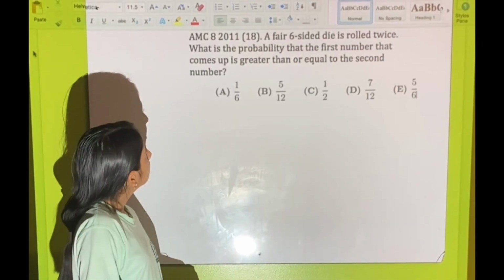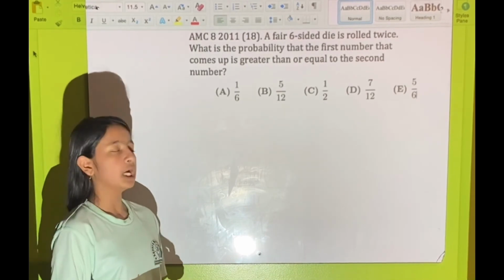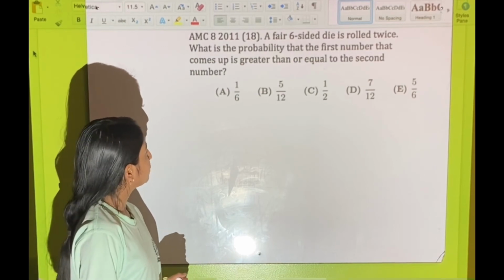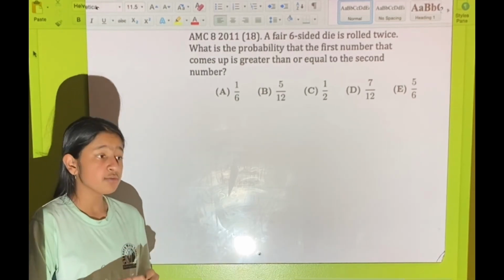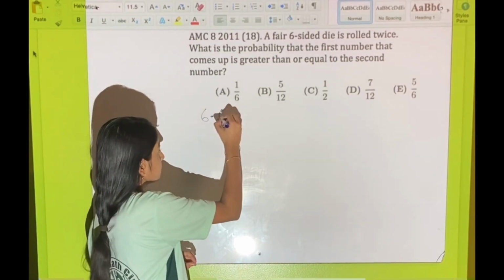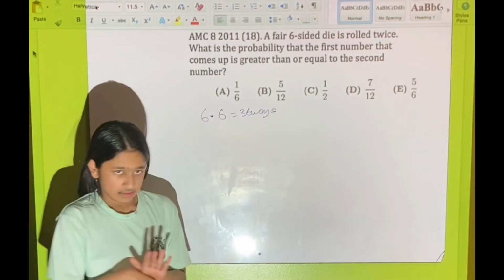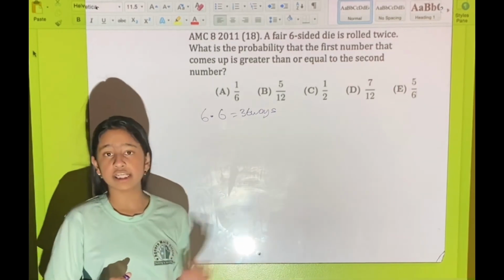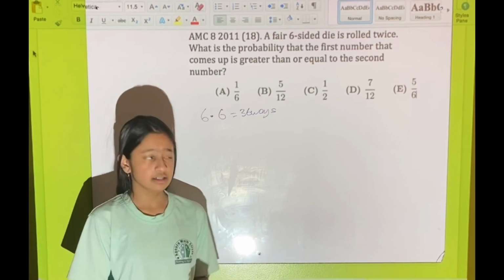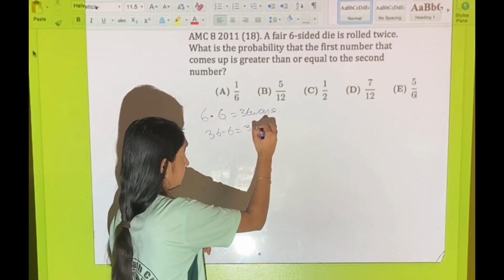Okay. A fair 6-sided die is rolled twice. What is the probability that the first number that comes up is greater than or equal to the second number? So when you roll a die twice, there is 6 times 6, or 36 total outcomes. But out of these 36, 6 repeat. 1, 1, 2, 2, 3, 3, and on. So there is 30 ways after that.